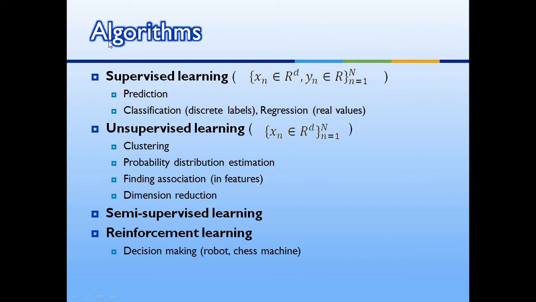Now these algorithms can be categorized into supervised learning, where you go for prediction or classification. Unsupervised learning, that is clustering, probability distribution estimation, finding association, and dimension reduction. Semi-supervised learning and reinforcement learning, where you go for robot, chess or something.